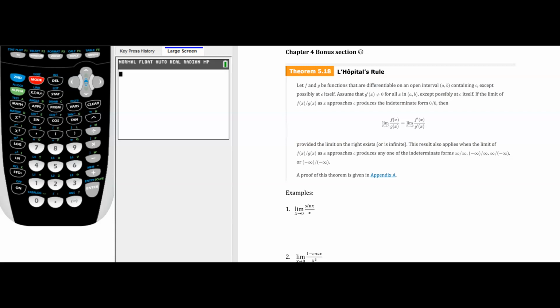It's called L'Hopital's rule. And what I'll do is I'll just kind of walk you through it, and then we'll look at a few examples, and I'll try to informally talk about maybe why this works. So the rule is this.